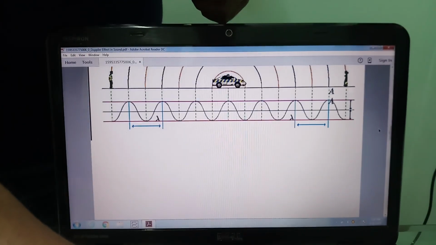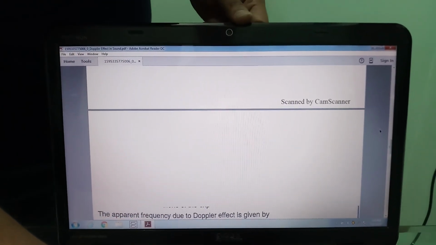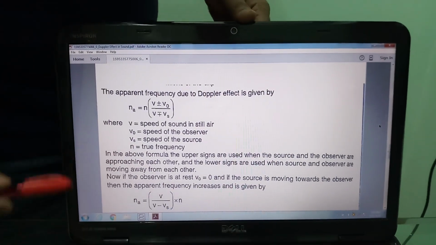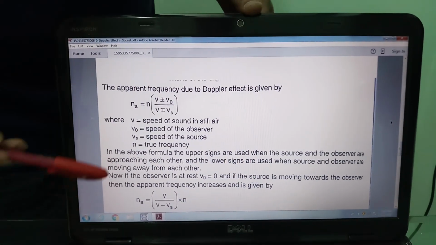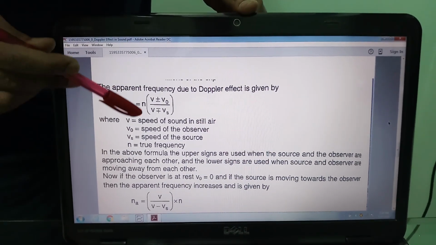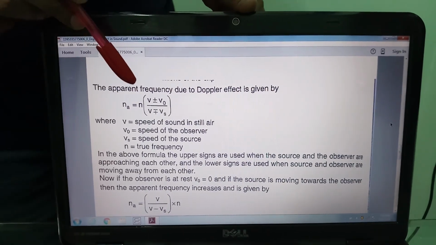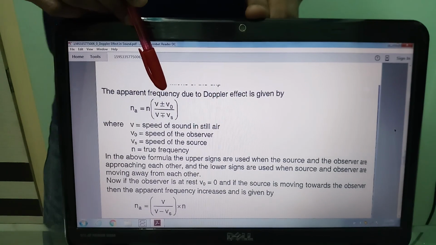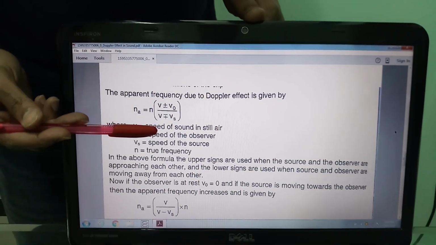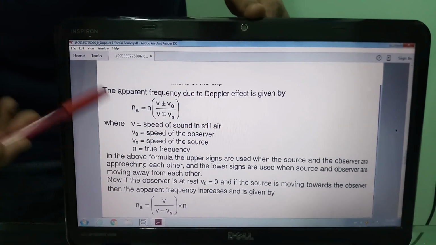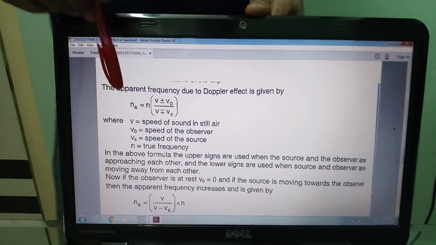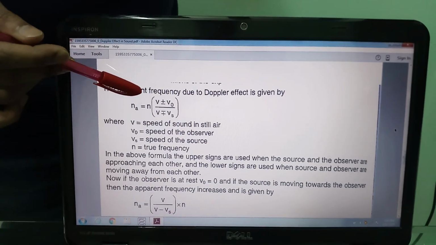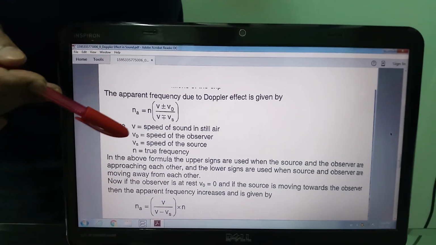And now let's understand the equation derived by Sir C.J. Doppler. So you can calculate the change in the frequency, the apparent frequency. You can get it as the apparent frequency Na is equal to N in the bracket V plus or minus V naught upon V minus or plus Vs. Now what are the terms here? Na is nothing but the apparent frequency. N is your true or natural frequency, the actual frequency of the source of sound.